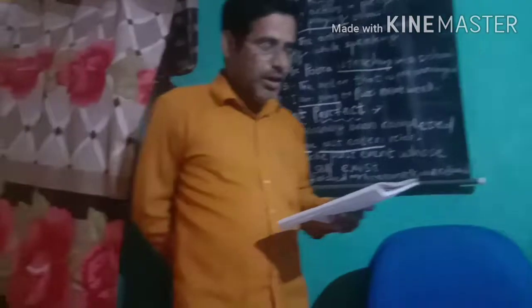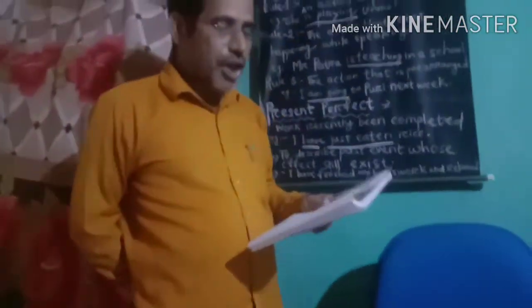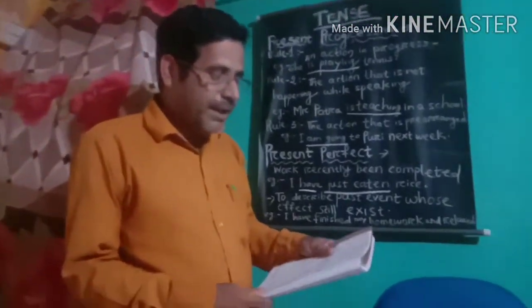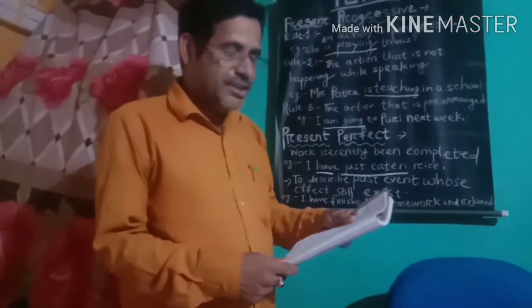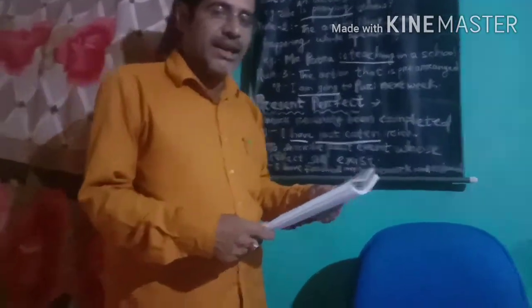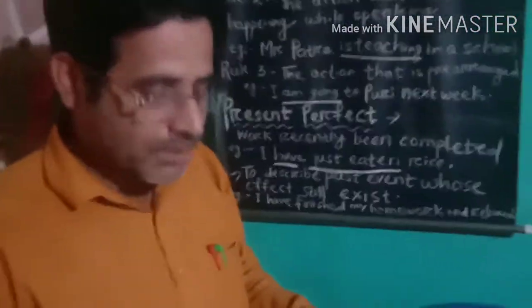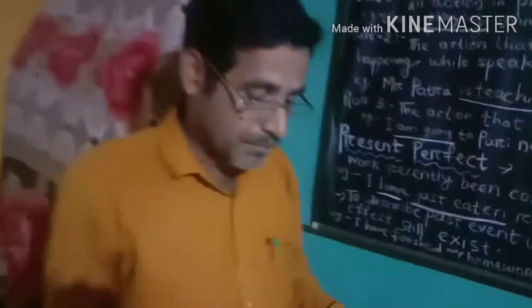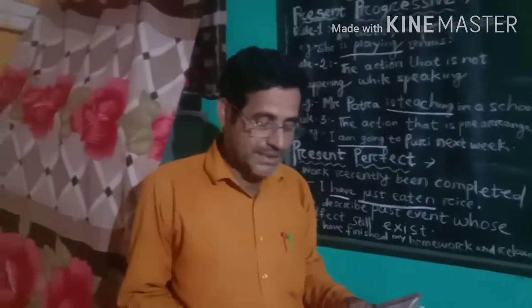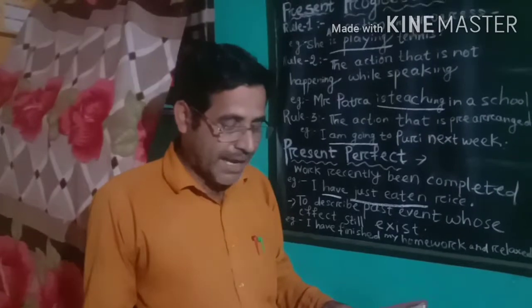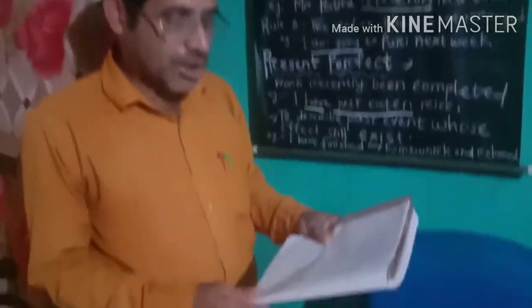Then another rule: double past simple. When an action is completed and another action starts without any interval, then both verbs become past simple. Example: when I switched on, the train started.